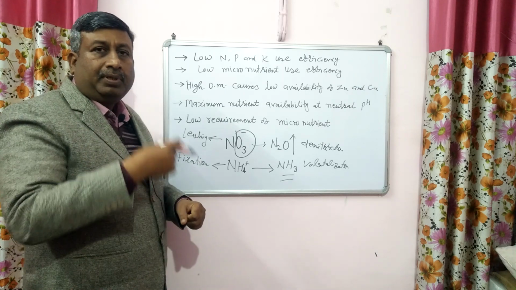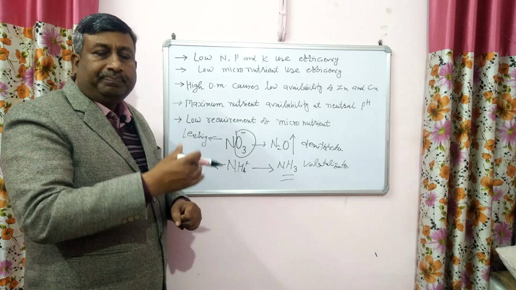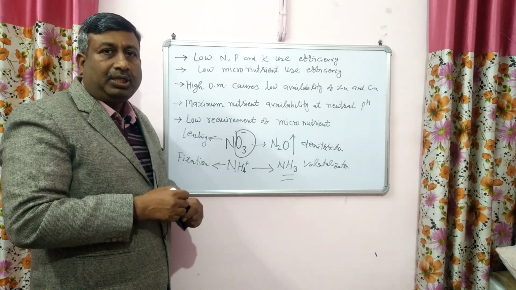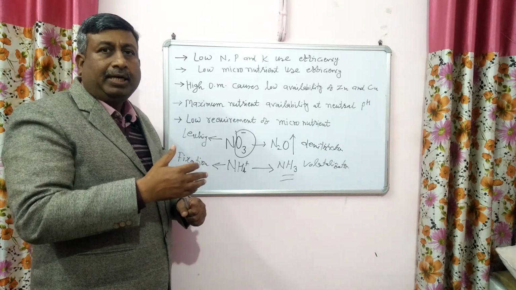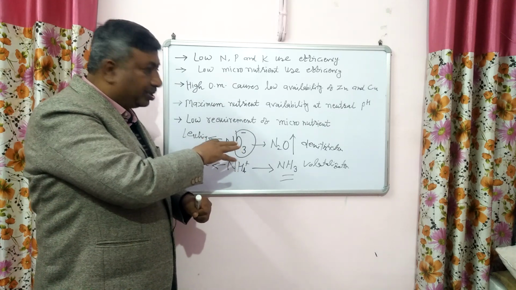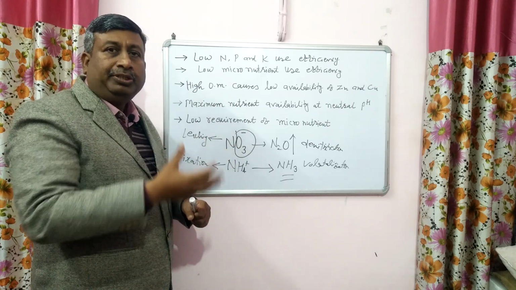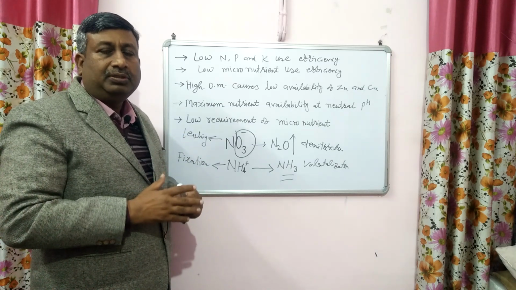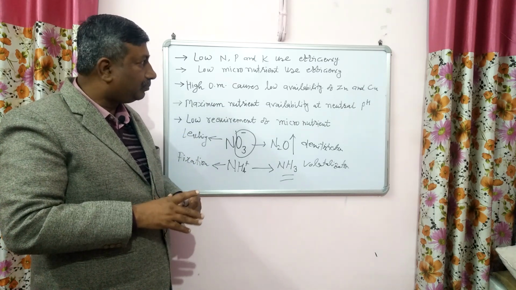Besides this, nitrogen is required by microbes and weeds. So weeds also use this nitrogen, and the total applied nitrogen is lost in different forms and utilized by the weeds. That's why nitrogen use efficiency is very poor.